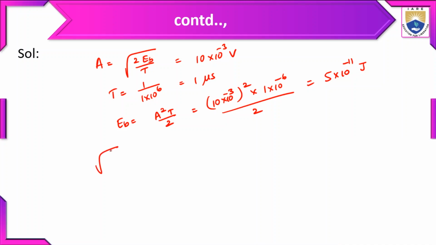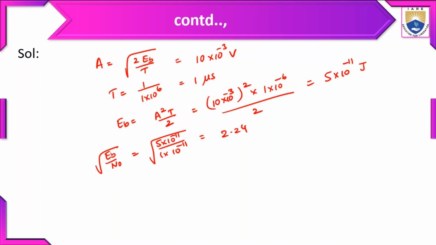So hence we have root EB by N naught is equal to square root of 5 into 10 power minus 11 divided by 1 into 10 power minus 11. Here is another difference also. In the previous problem, N naught was taken as N naught by 2, but here it is taken as single sided. So that's why N naught is the only constant. So that is another difference compared with the previous one. So 2.24.